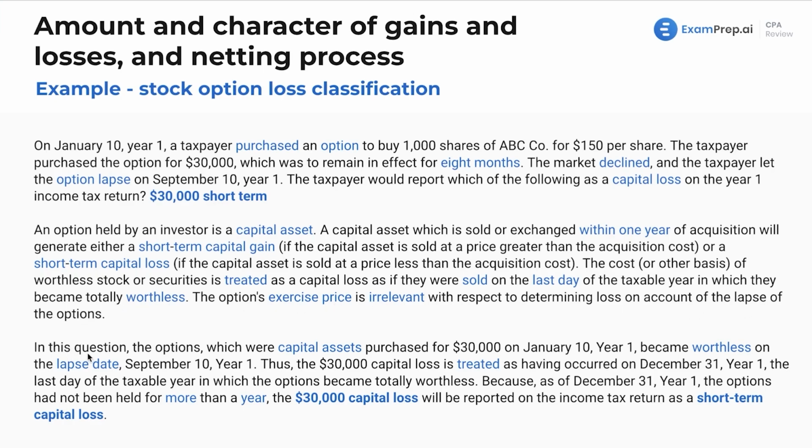Now, here specifically in this question, the options, which we have seen are capital assets, were purchased for $30,000. They became worthless on the lapse date, so that's less than a year. Thus, this is treated as having occurred on December 31, year one, the last day of the taxable year in which the options became totally worthless. Now, because as of this date it's less than a year, we've got a short-term capital loss, $30,000. Great example.